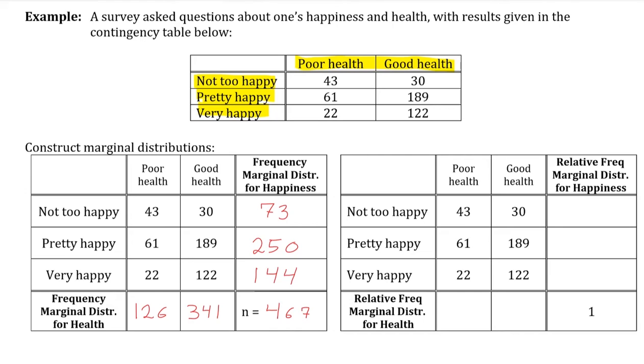When I change this into the relative frequency marginal distribution for happiness, what I'm instead going to do is take all the frequency marginal distributions shown here on the left, and I'm going to divide those by the overall total, 467. For example, for the not too happy row, I'm going to take the total of 73 and divide that by the total of 467. For the pretty happy row, I'm then going to do 250 and divide that as well by 467. And I'm going to do this for each row and column total that I have.